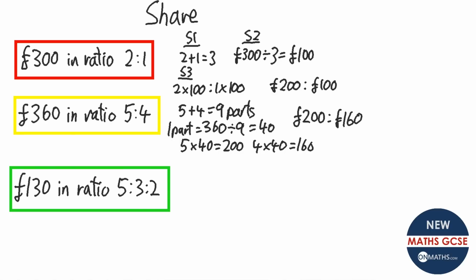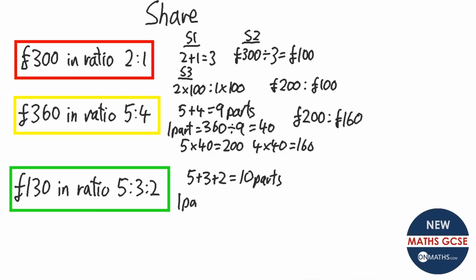Now sometimes you're asked just for the left hand side or just for the right hand side, and that's absolutely fine. So if I was asked just for the left hand side, I would just write down £200. Okay, last one. So I'm going to add all of the sides together to find out how many parts I have. That's going to be 10 parts.